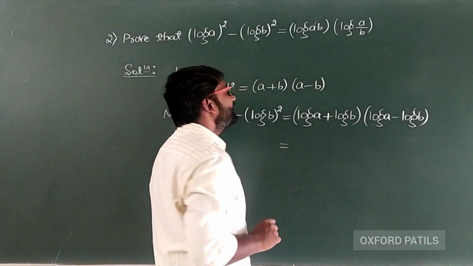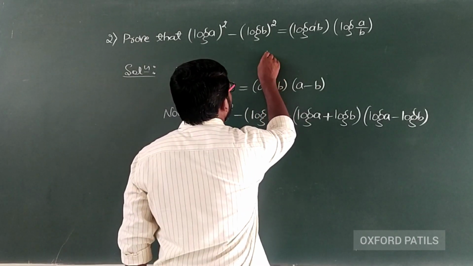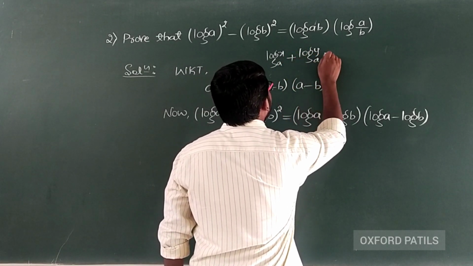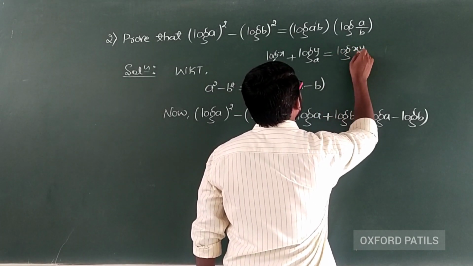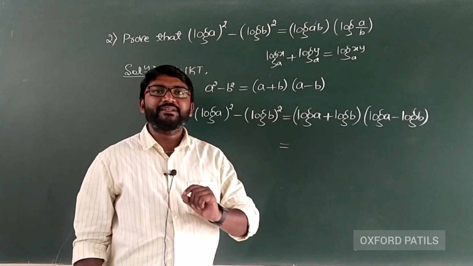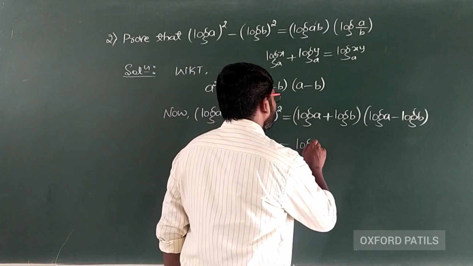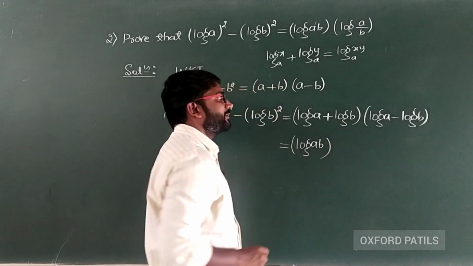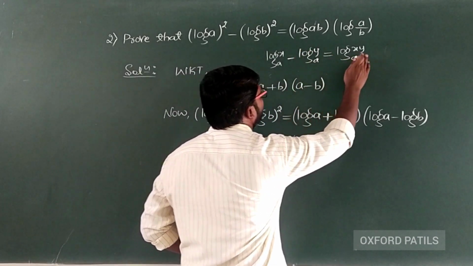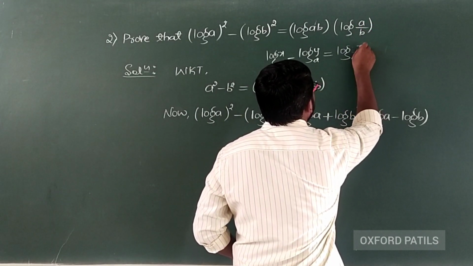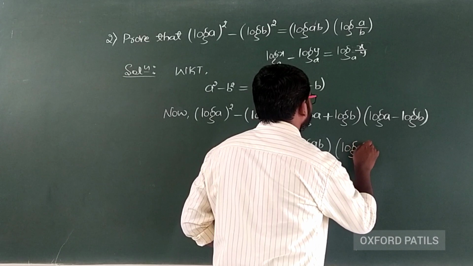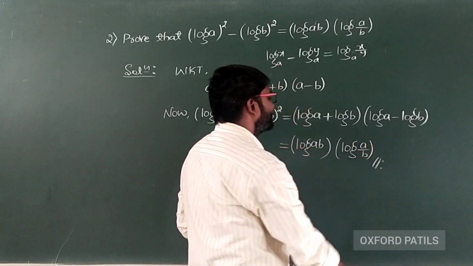In the previous class we gave the property: log x to the base a plus log y to the base a can be written as log xy to the base a. So log x plus log y can be written as log xy. Similarly, log a plus log b can be written as log ab. Then see the second term, log a minus log b. Similarly, log x minus log y can be written as log of x by y. So log a minus log b can be written as log a by b. This is all about question number 2.